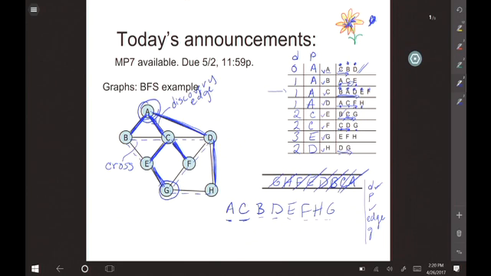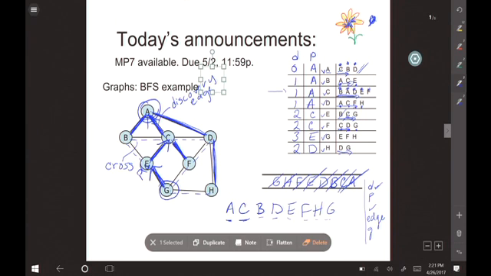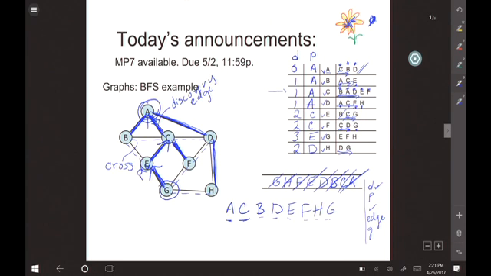Yeah, exactly. The P's give you that path. So the D's tell you how far it is, and the P's give you the path itself. And what that was, look, this one is the predecessor of G. So G takes you back to E, which takes you back to C, which takes you back to A. Okay? Any question about that? So we're essentially recording our shortest path solution here.